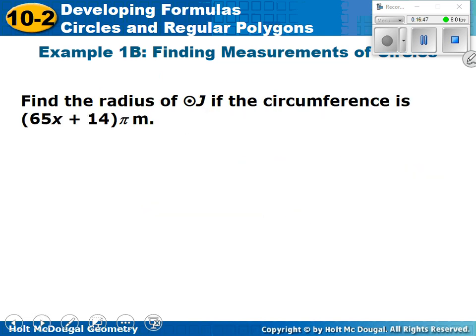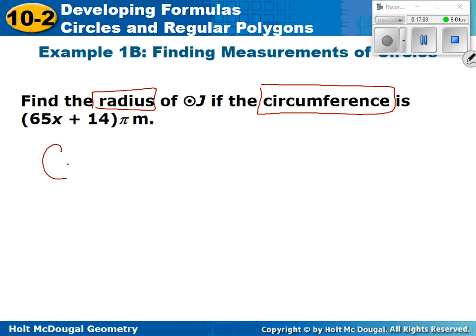So this one's a little bit harder. It says find the radius of circle J if they give you the circumference. This goes back to like what we did in the last assignment. What formula do we want to start with here? Good. We're talking about circumference, and we want to find the radius. So I would use circumference equals 2 pi r. It's easier than doing pi d because we're not trying to find the diameter, we're trying to find the radius.